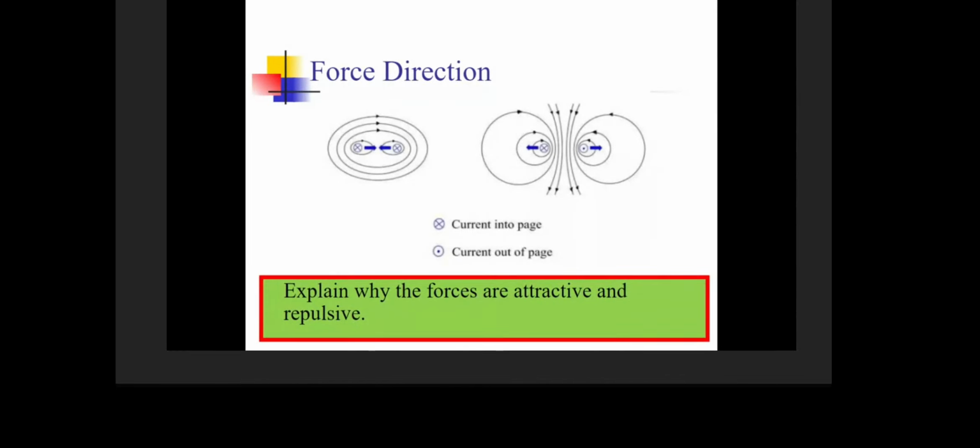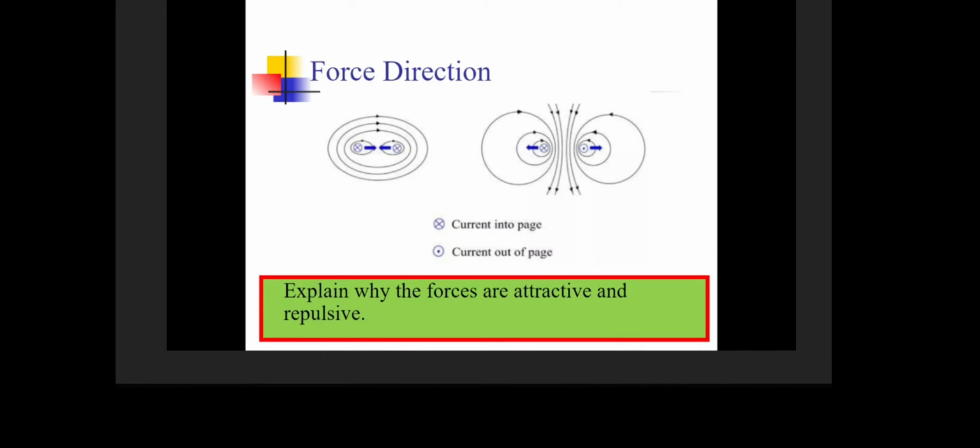So here we go. In both situations, we're explaining why they are attractive and why they are repulsive. Now the diagram on the left shows that they're going in the same direction. Remember, when it's an X, it tells us the current is going into the paper. When it's a dot, the current is coming out of the paper. So in the left diagram, we have two conductors where the current is going into the paper.